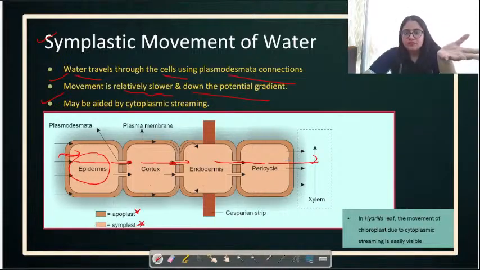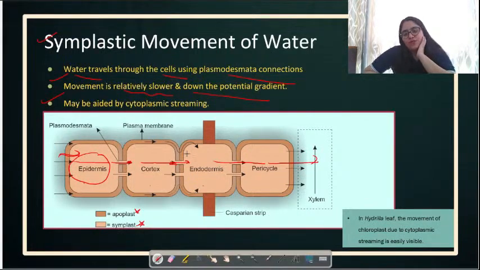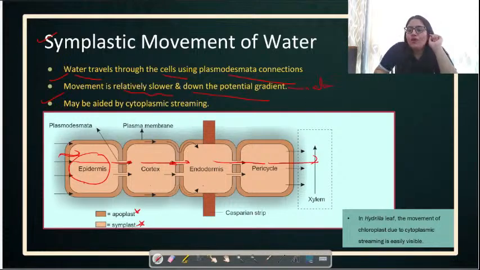The cytoplasm, the protoplasm of the plant cell, has a large sized vacuole, nucleus, and the other cell organelles as well. So what are these? These cell organelles are going to provide resistance to the movement of water when it tries to flow or move across the protoplasm of these cells, right? So hence we say that movement is relatively slower in comparison to the apoplast, and it is down the potential gradient. That means it is along the concentration gradient, and this is something that I explained to you when I was explaining the apoplastic pathway.